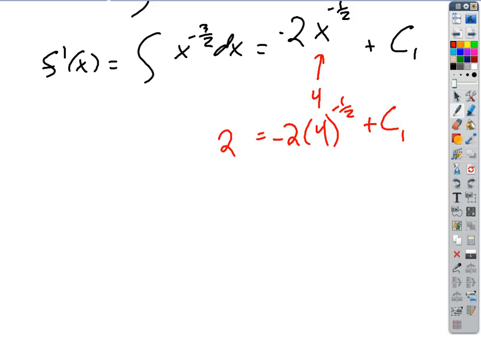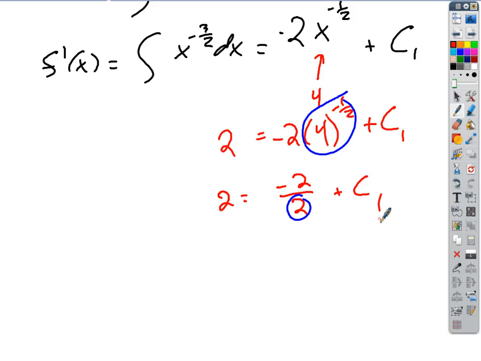What's 4 to the 1/2? 2. What's the negative part do? 1 over 2. Puts it on the bottom. Yeah. Negative exponent on top is positive on the bottom. So I end up with 2 equals negative 2 over 2, right? And that's just this part right here becomes that. Plus C1. So negative 2 over 2 is, okay.